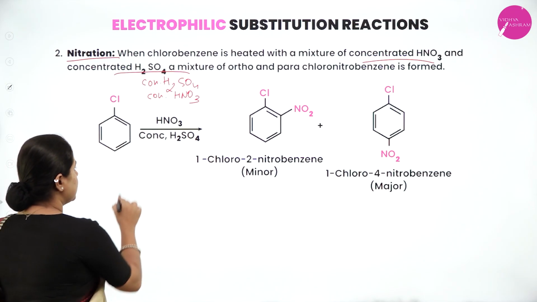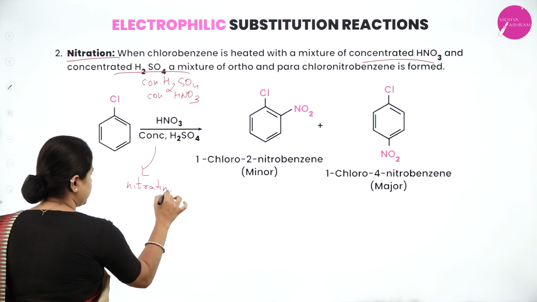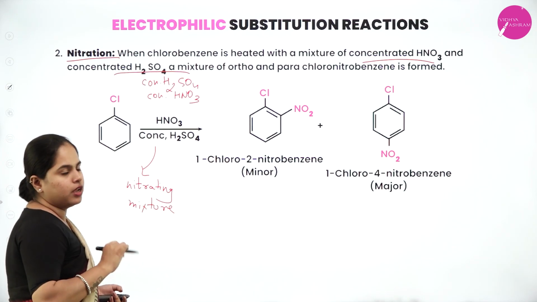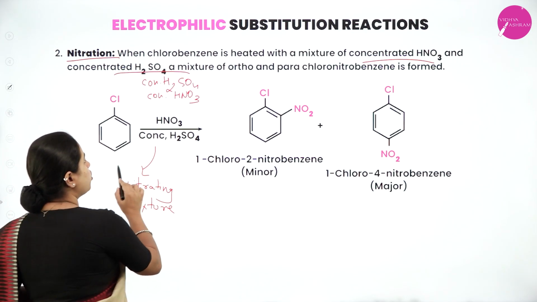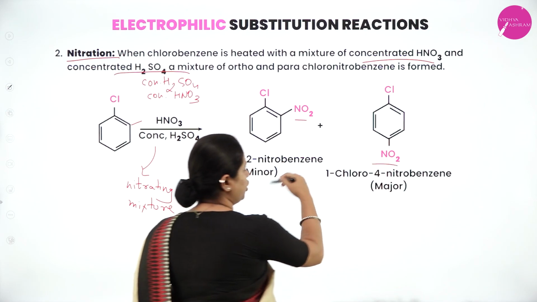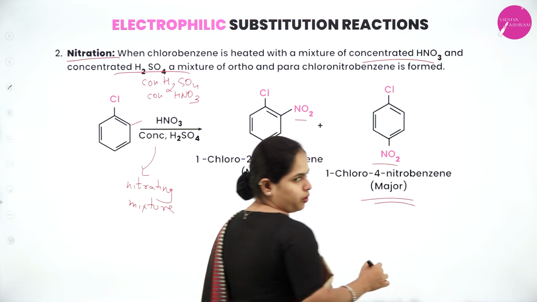So this mixture of concentrated H2SO4 and concentrated HNO3, nitric acid and sulfuric acid, is called the nitrating mixture, which helps in nitration, right? So what happens? The nitro group will be attached either in the ortho position or the para position. You will get two products. Again, the para product will be the major product, right?